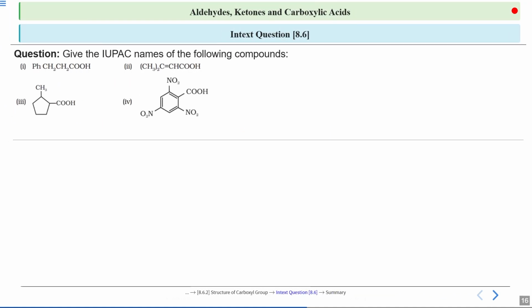Now we will solve one in-text question. You have to write the IUPAC names of the following compounds. I am giving you 30 seconds to think, and then we will discuss.